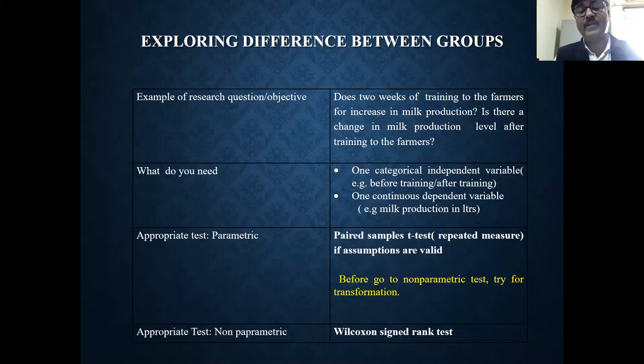So one categorical variable, before and after, and one continuous dependent variable, milk production in liters. This is a repeated measure, but you have to check assumptions: independently distributed, normally distributed, and constant variance. And if this data is not following a normal distribution after transformation, you go for the Wilcoxon signed rank test. This is the alternative to the parametric test.